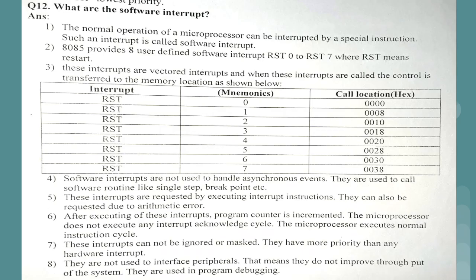Next question is software interrupt. Actually we do not have pins for these, like trap and all. Those are part of the pin diagram which we have learned in the 8085 microprocessor, right? But the software interrupts are not shown in the pin diagram. So basically the numberings, first see the table.